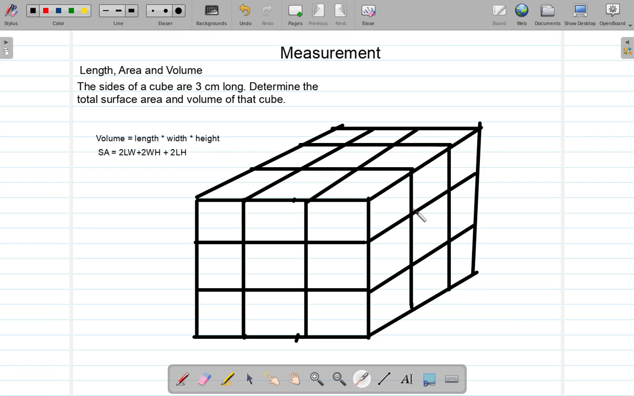Now, let's see how we could find the volume first. Let's do the volume first. We know that it would be 3 times 3 times 3. But how are we really sure about that? You expect it to be 3 by 3 by 3. But we want to verify the answer. So the volume would be equal to 3 times 3 times 3, and that would be 27 cm cube. We could also put 27 cubic cm.